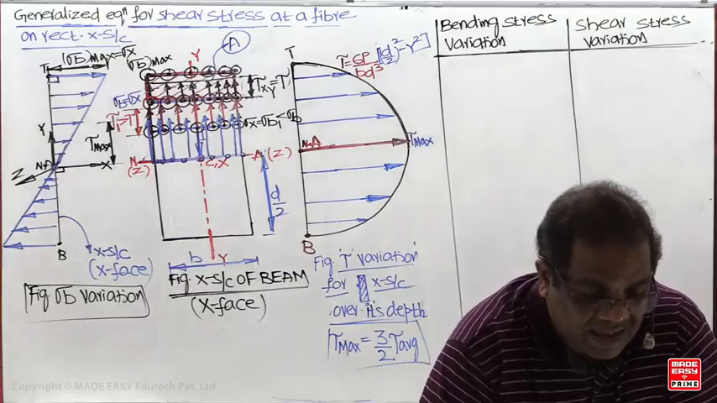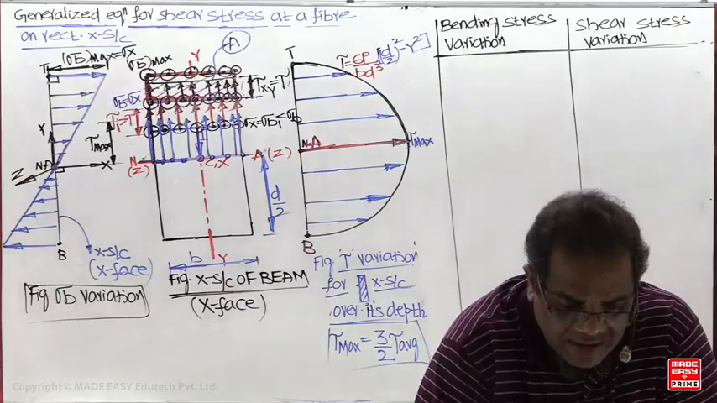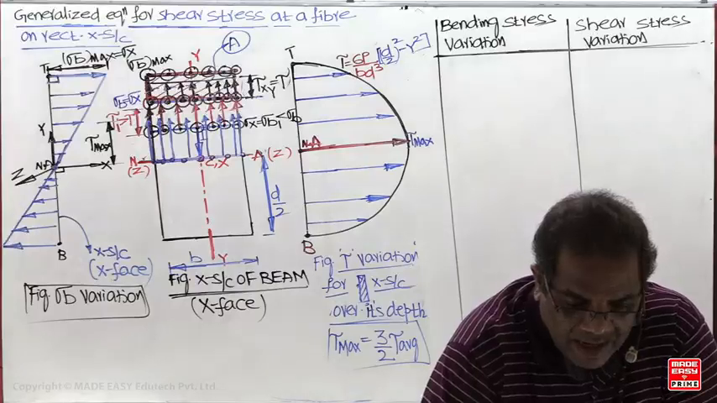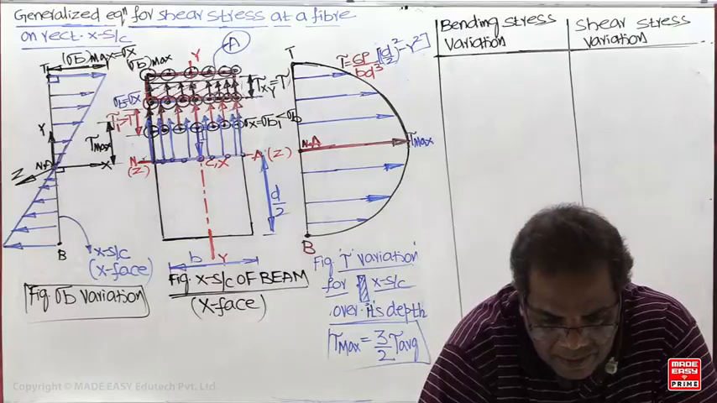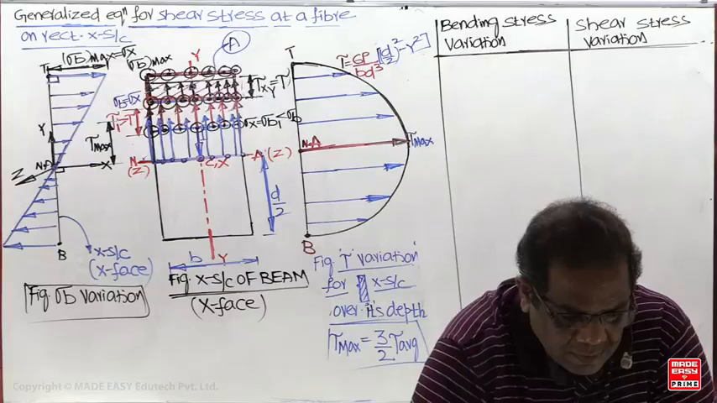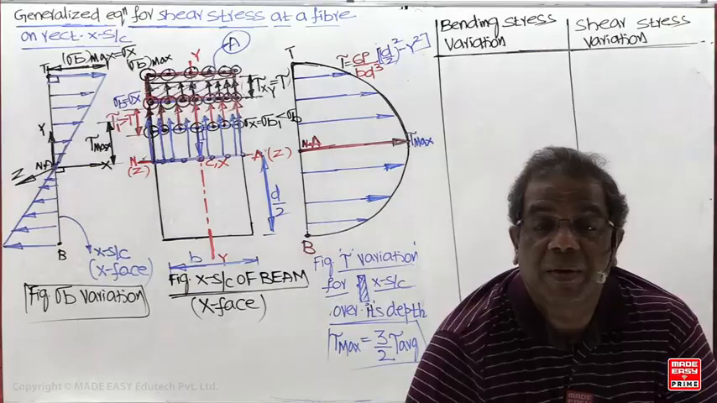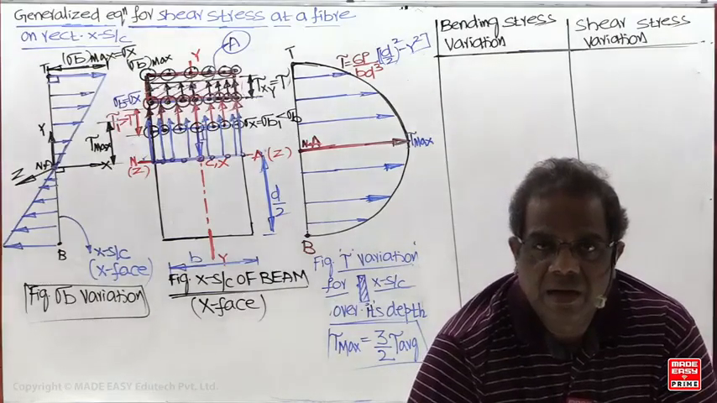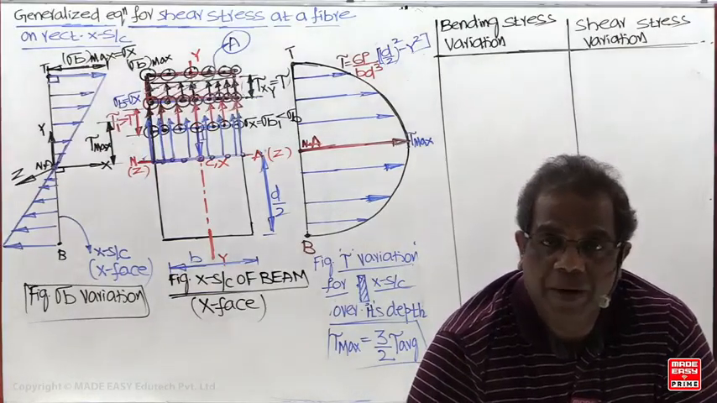Number 3, at extreme fibers, bending stress is maximum. Somebody will ask which extreme fiber, top or bottom? The answer: the fibers which are far away from the neutral axis. When the centroid is exactly at mid depth, bending stress is maximum at both extreme fibers, top and bottom.